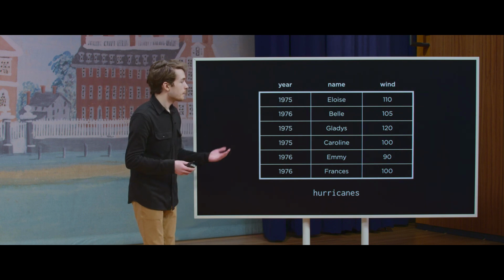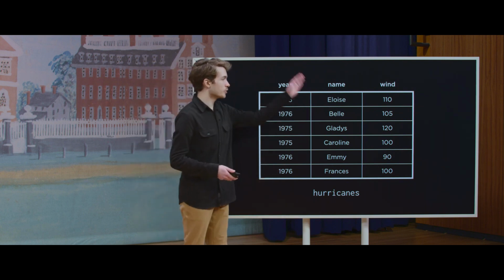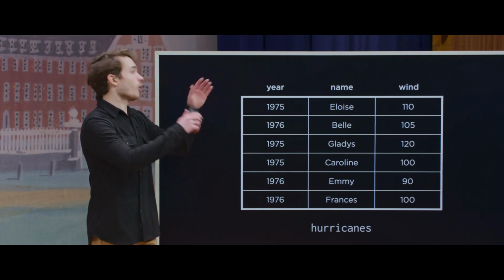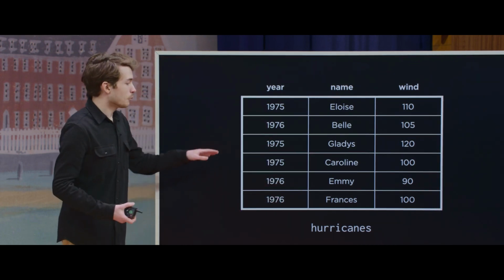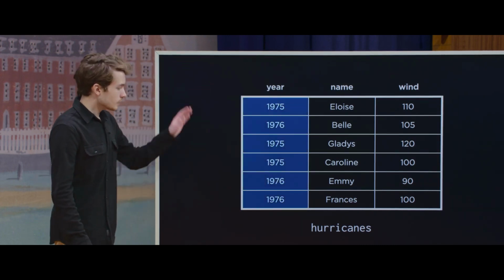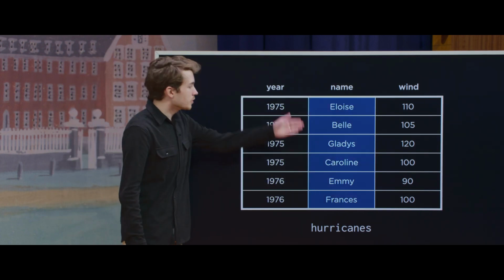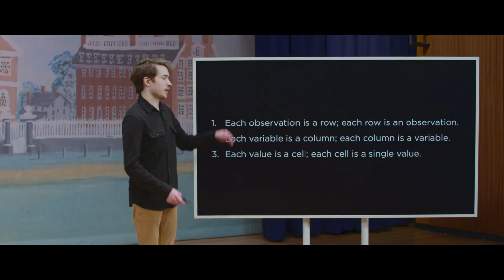And more importantly, we should only have the ways a hurricane can vary as our columns. We should not have columns that aren't a way that a hurricane could vary. And I think that this table satisfies that second constraint of tidy data. I have here one column for the year, one column for the name, and one column for the wind speed of each of these hurricanes.